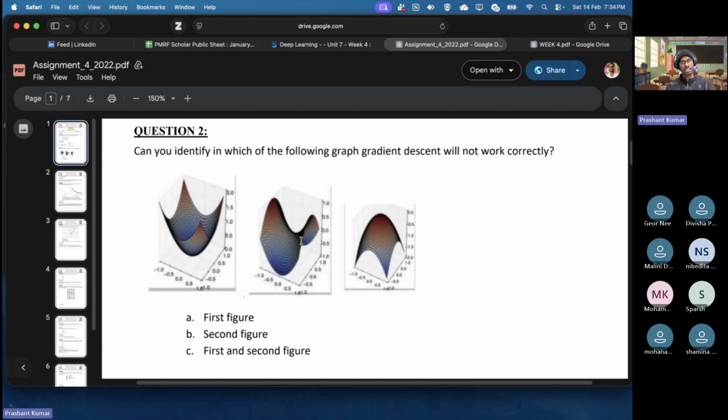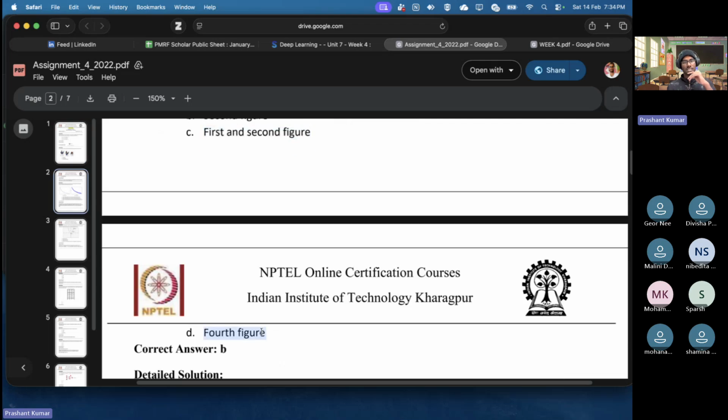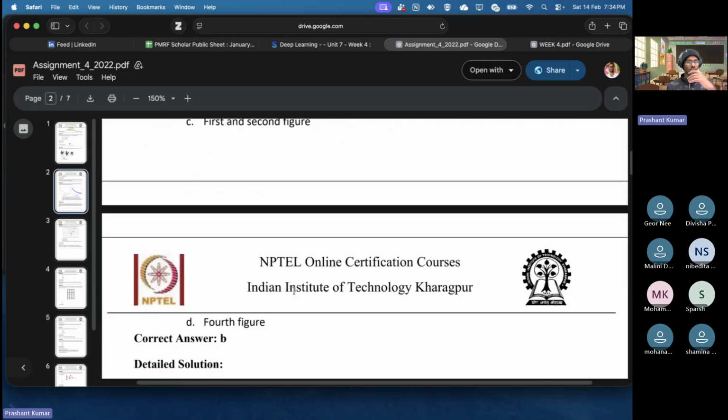The saddle is what is used on horses, right? From there the saddle point name came. The first one is convex, and the others have saddle points. Basically, if you create a line from one point to another, it will cut the function in multiple places. So according to the options, it is basically the second figure that will not work correctly.